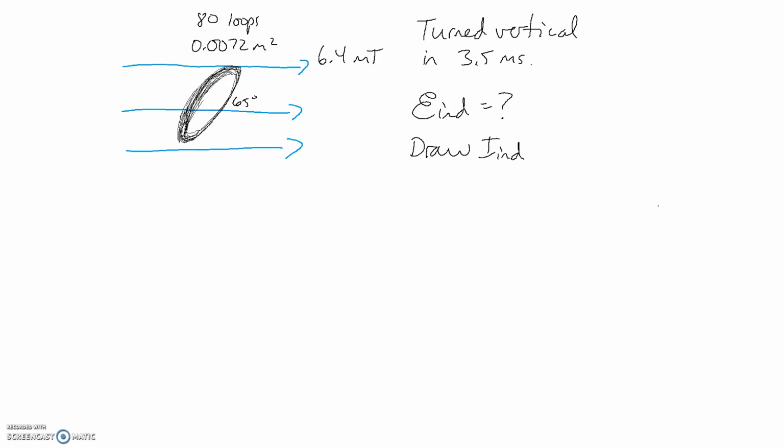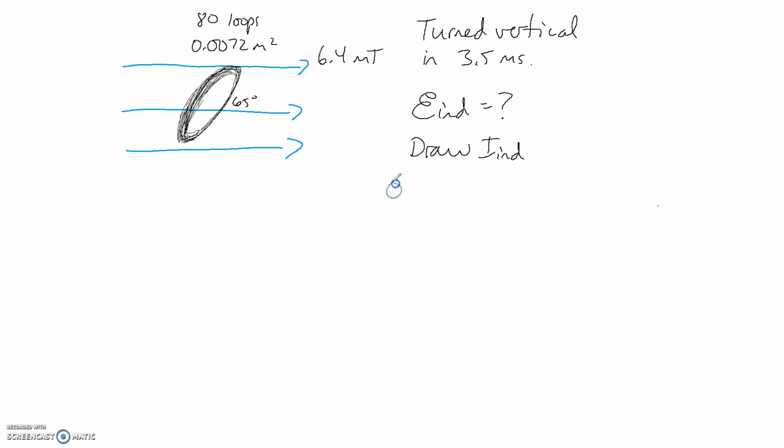Here we have an 80 loop coil inside of a magnetic field of 6.4 milliteslas, and we are going to move the coil to induce an EMF and then also try and find out what direction the induced current would go. Okay, so this is about Faraday's law and Lenz's law, so we're going to have to start with the basic expressions. And of course, this is all about changing flux.